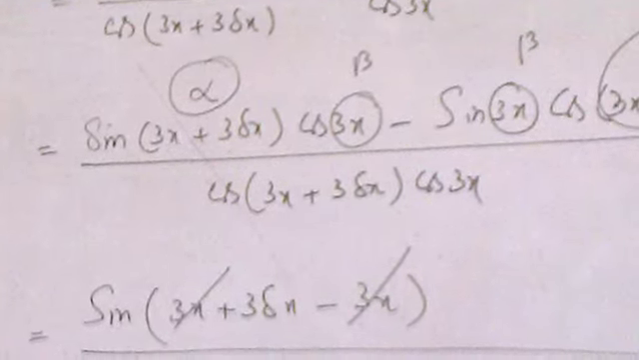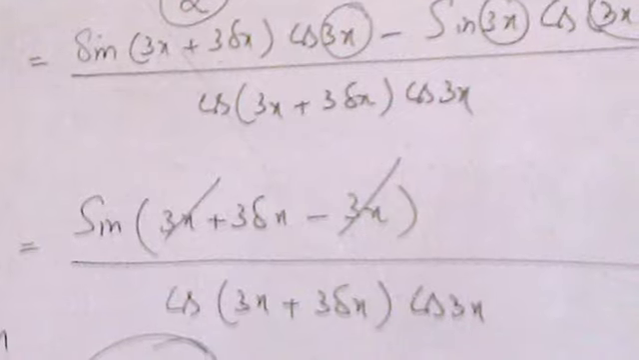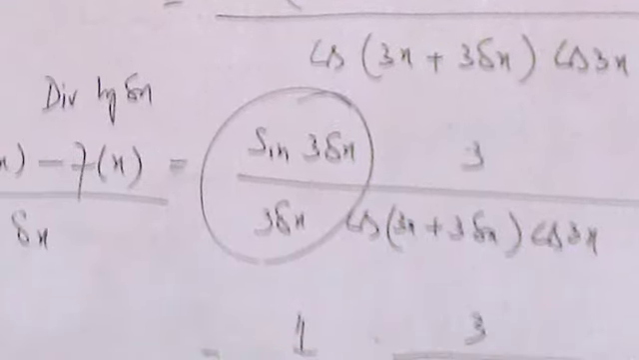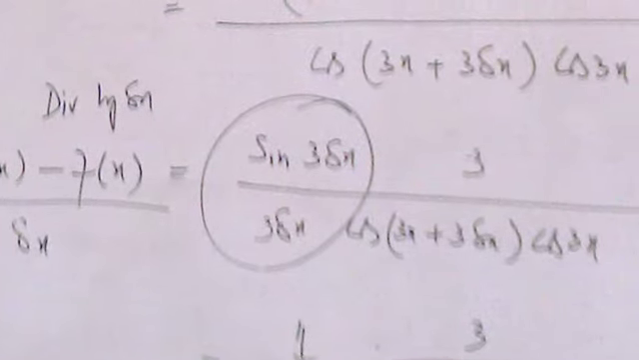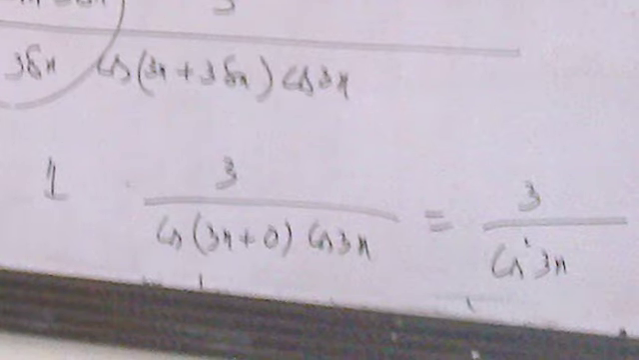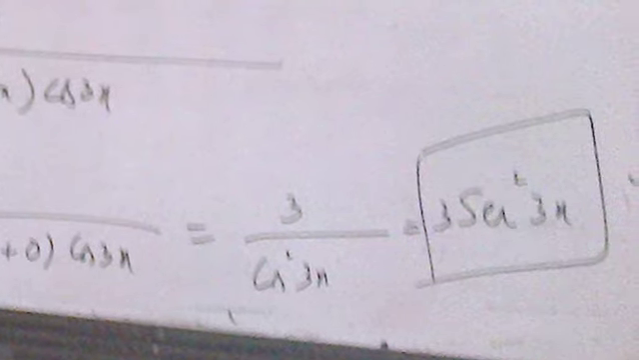Alpha is 3x plus 3 delta x and beta is 3x. 3x minus 3x. Now we have sine 3 delta x in the numerator. We divide by delta x and multiply and divide by 3. Now this part becomes 1, and in the other values we put delta x tends to 0. So it becomes cos square 3x and secant square 3x.